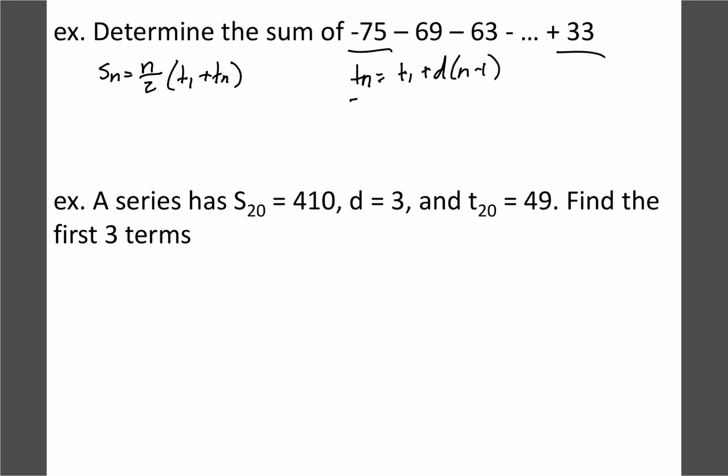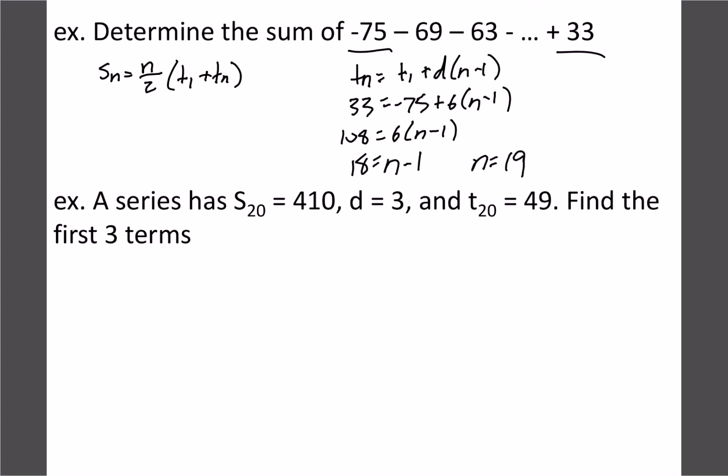So let's do that. So our last term is 33, our first term is negative 75, our difference is 6. We're going to solve for n. So we'll go 33 plus 75, that gives us 108. So 108 divided by 6 gives us 18. And we'll add 1 to both sides, gives us 19. So now that we know n is 19, we can actually figure out our total.